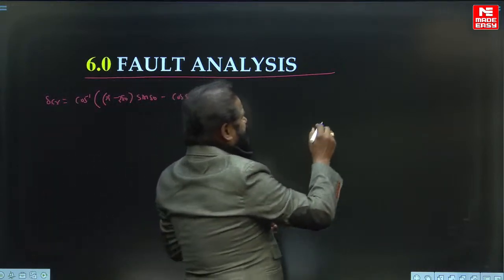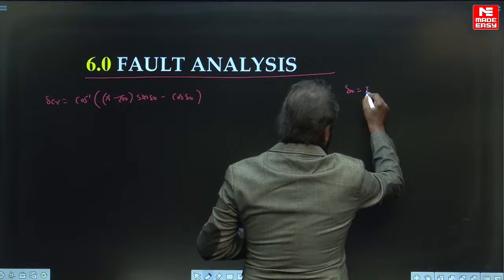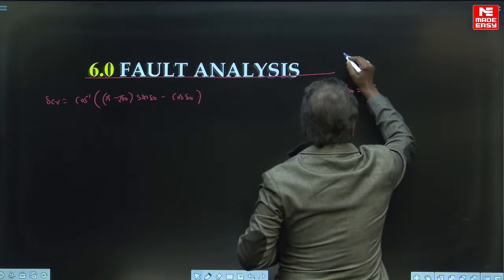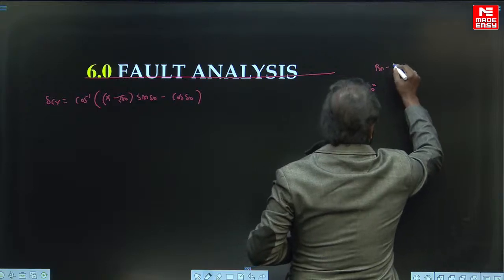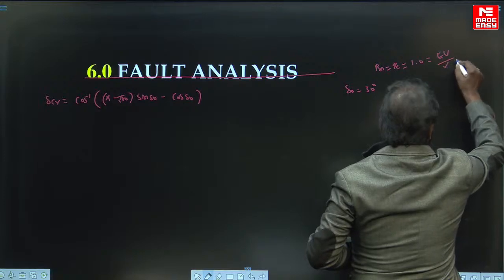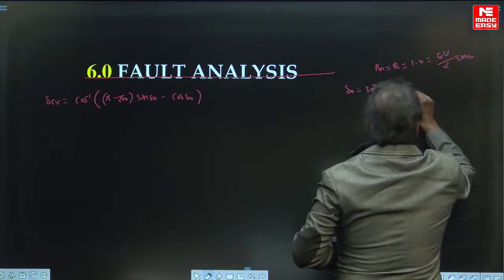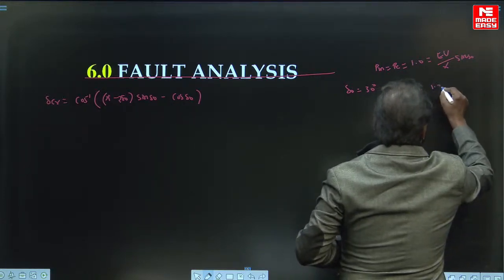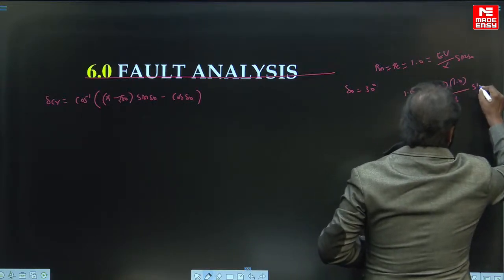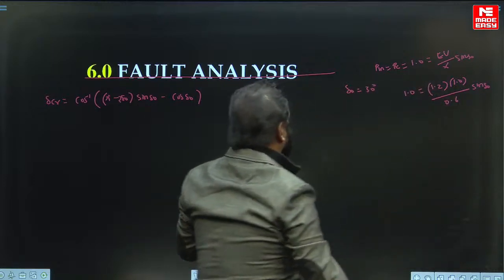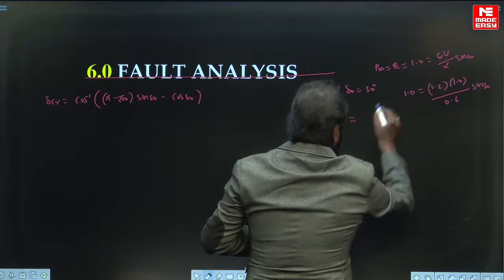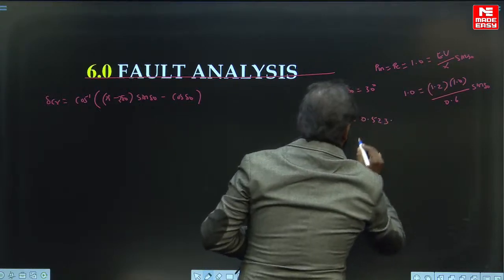So here delta naught, as per the concern, you can get at 30 degrees. Because at equilibrium, PM equals PE equals 1, that equals EV by X sin delta naught. So 1.0 equals 1.2 into 1.0 divided by 0.6 into sin delta naught. From this you can get delta naught equal to 30 degrees. 30 degrees means the value comes to 0.523 radian.